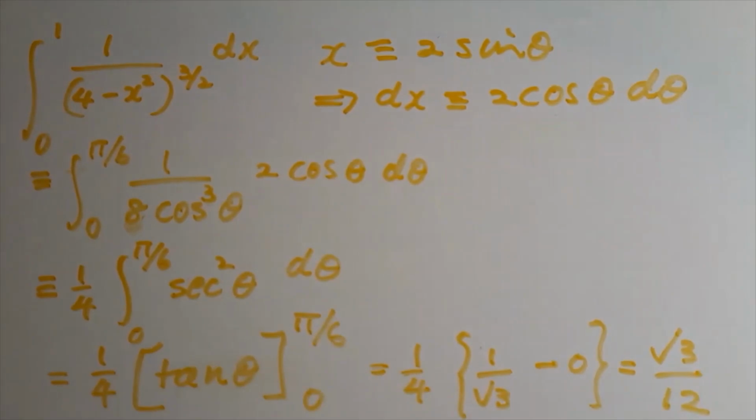Coming up next is how I arrived at 8 cosine cubed theta.